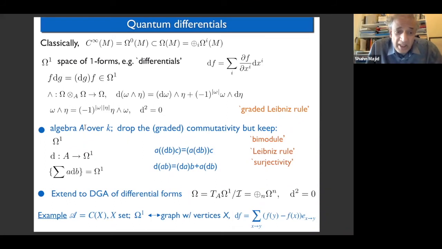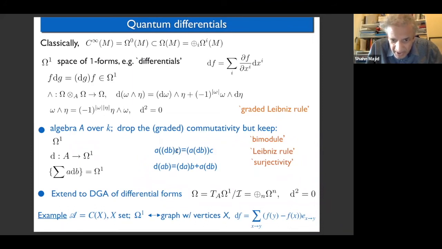And in particular, they also use the notion of differential graded algebra. But we can do everything algebraically over a field. We're not doing everything with analysis. So what we do is we keep the algebra, let the algebra be possibly non-commutative. We drop the commutativity and the graded commutativity of the exterior algebra. We keep that omega one is a bimodule, so you can multiply from the left and the right. And of course, bimodule means associative.